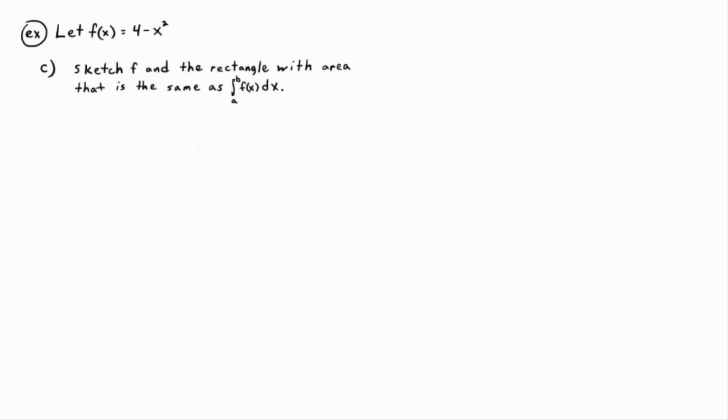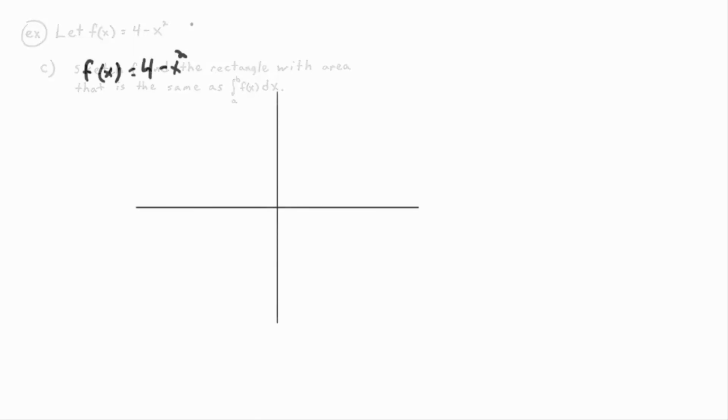So then part C says sketch the function f and the rectangle whose area is the same as the integral from a to b of f of x dx. Okay, where f is 4 minus x squared and a is 0, b is 2. Okay, so we're going to put it all together. The mean value theorem, the average value idea, all in one nice, neat picture. So let's sketch f. So what's the vertex on that parabola?